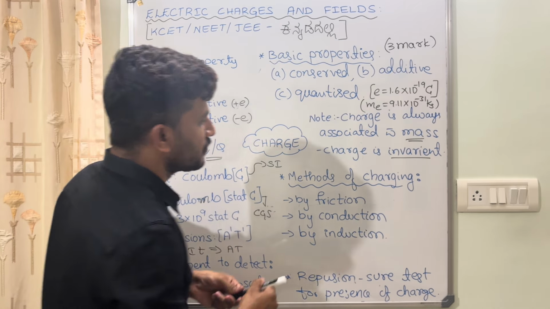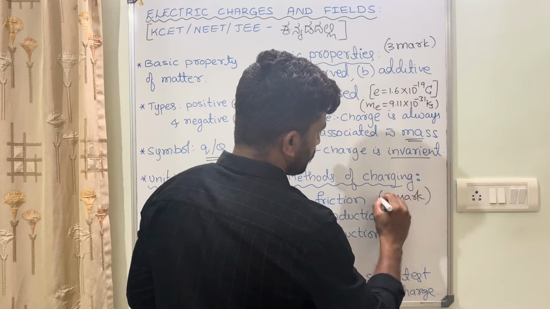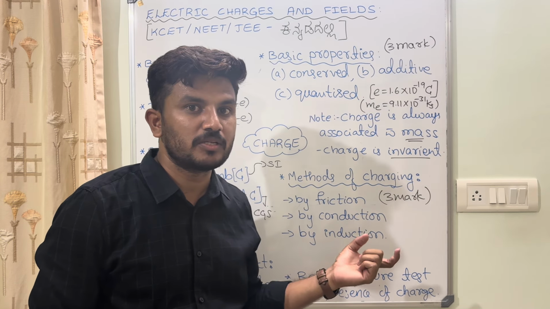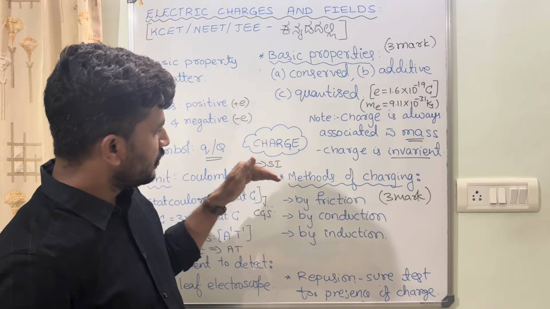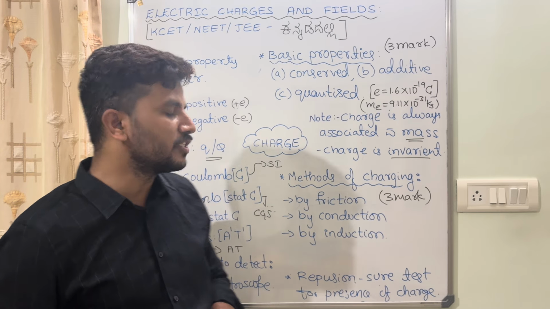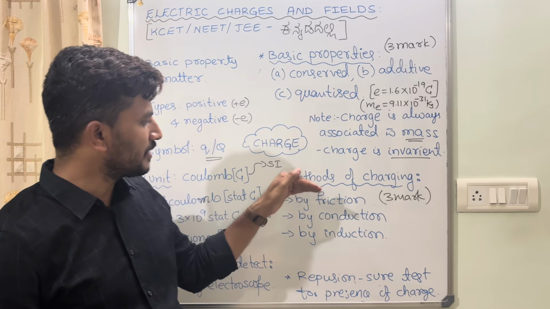Next we have a 3 marks, very important question. Methods of charging a body. There are 3 methods, and we should learn this in detail. I will explain it. First one is charging by friction, second one is charging by conduction, and third one is charging by induction. Friction, conduction, induction. Let us learn about it in detail.